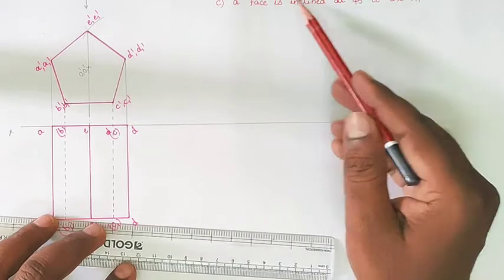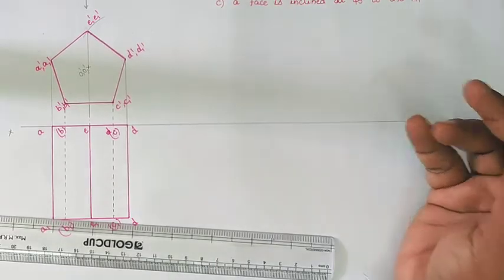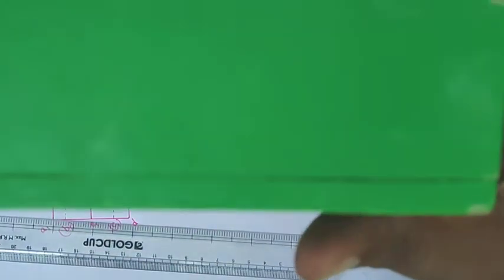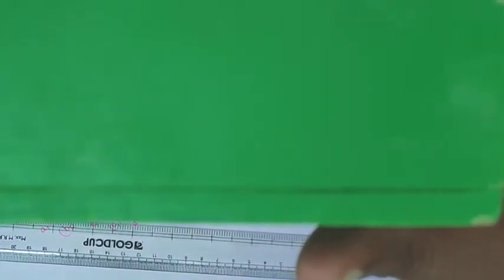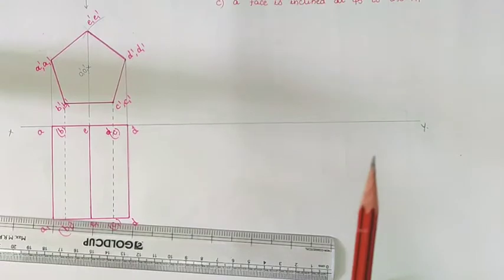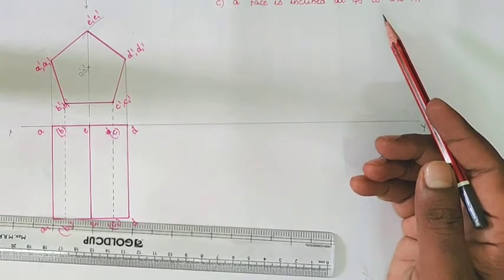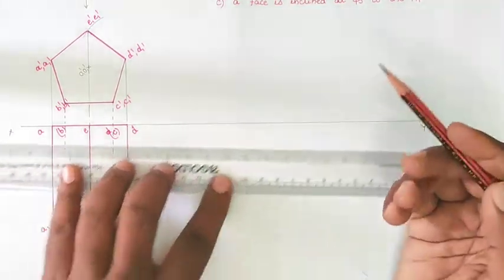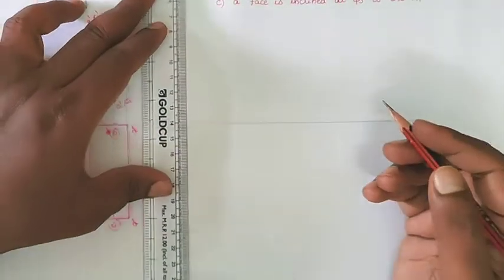Here they are giving that a face is perpendicular to the HP. When the face is perpendicular to the HP and the base is in the VP, how are they giving the face here? This is the face. How will it look with respect to the vertical plane? This face is perpendicular to the VP, that means you can take this side. So this side with respect to the vertical plane is perpendicular to the VP. When the face is perpendicular to the HP, in the front view we draw the side of that face perpendicular to the reference line. So draw a side perpendicular to the reference line.